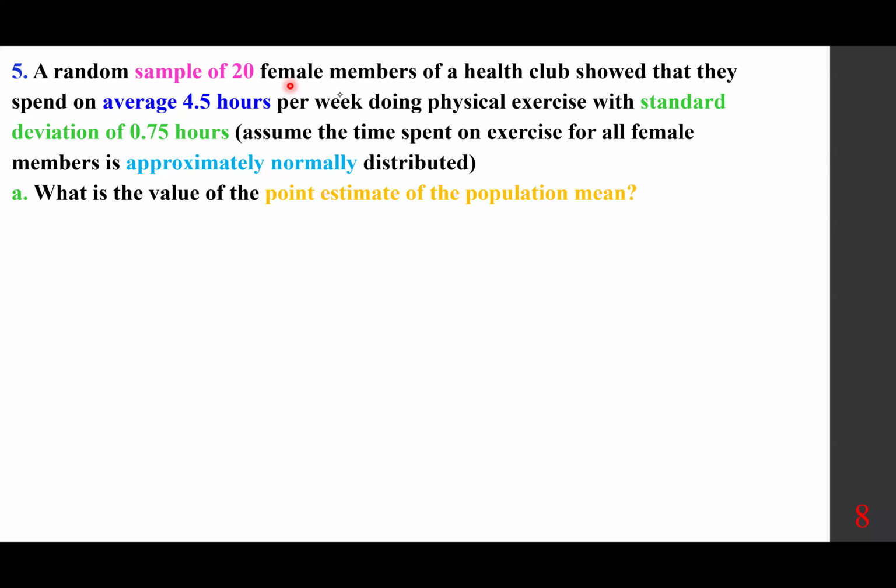A random sample of 20 female members of a health club showed that they spend on average 4.5 hours per week doing physical exercise with standard deviation of 0.75 hours. Assume the time spent on exercise for all female members is approximately normally distributed. What is the value of point estimate of the population mean? And so on. First and foremost, understand what is given.